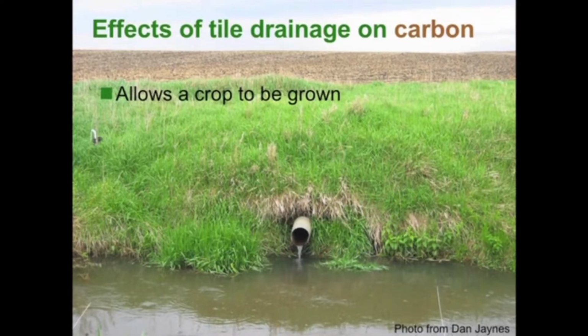The effect on carbon, I'm only going to use one here. I just wanted to say that without tile drainage, a lot of our cropland wouldn't be productive at all. So there are a lot of transformations just by the fact that we're growing crops, probably others that I don't know about. But nitrogen is the one we look at a lot.